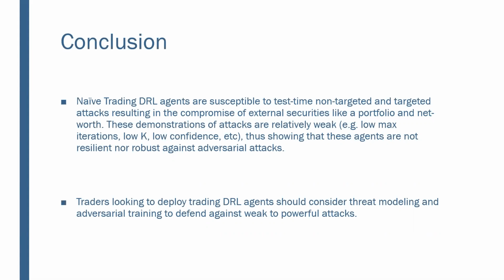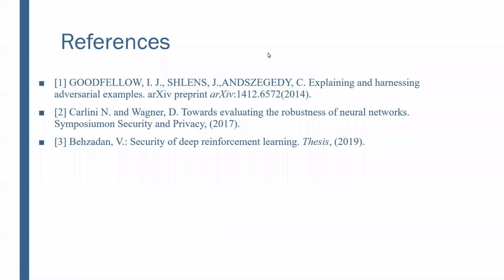But you can consider what an adversary who's using more specified, fine-tuned parameters that are more expensive could do. You can see that an agent would not be able to be robust nor resilient towards these attacks. So traders, if they're looking to deploy DRL agents, should consider threat modeling like the threat model that we showed before, and use adversarial training to defend against at least weak to moderately powerful attacks. So these are the references.